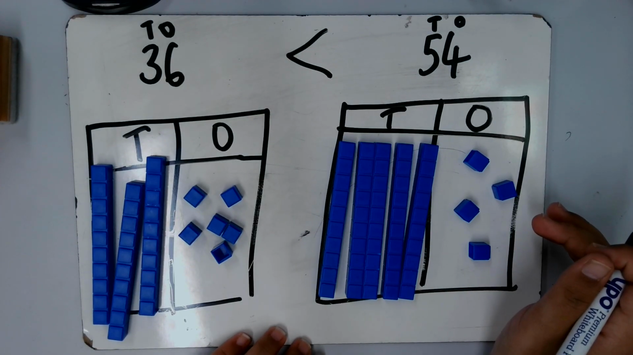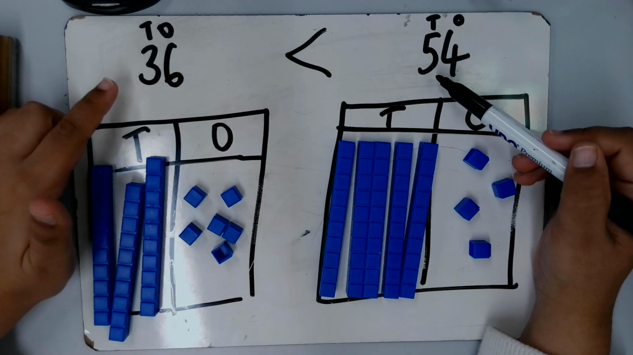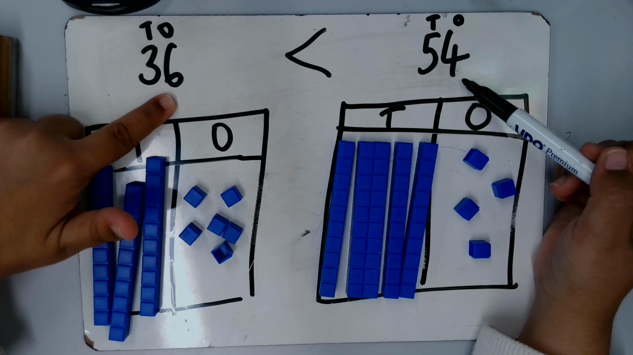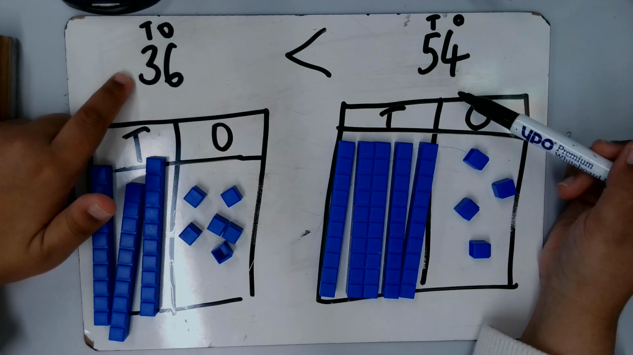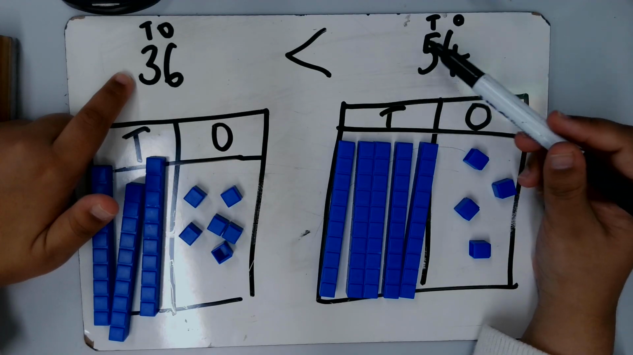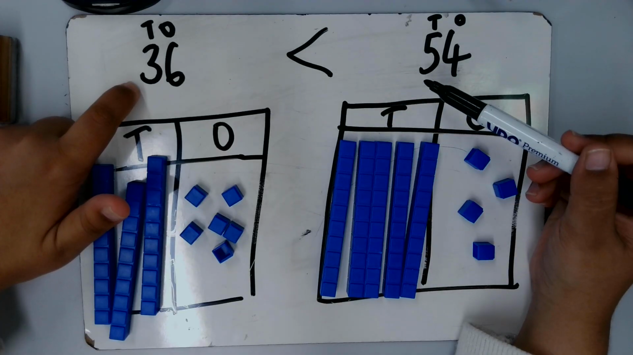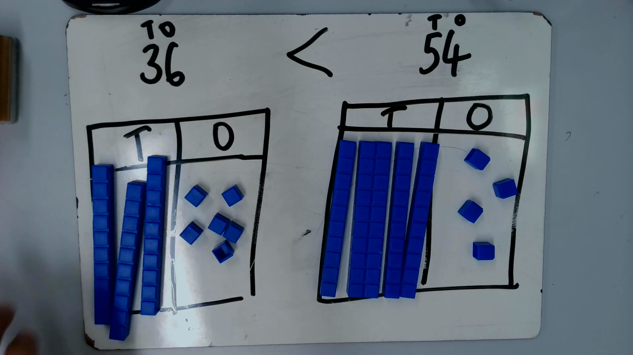When we're comparing numbers, we look at our tens digit first and then our ones digit if the tens are the same. But in 36 and 54, there are 5 tens in 54 and 3 tens in 36. 3 tens is less than 5 tens, therefore 36 is less than 54.